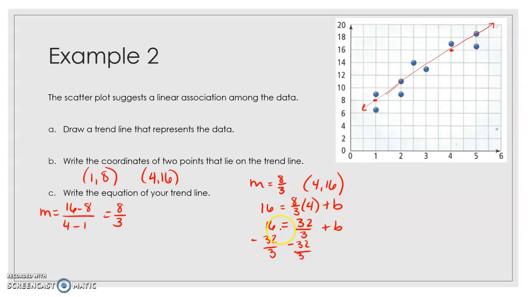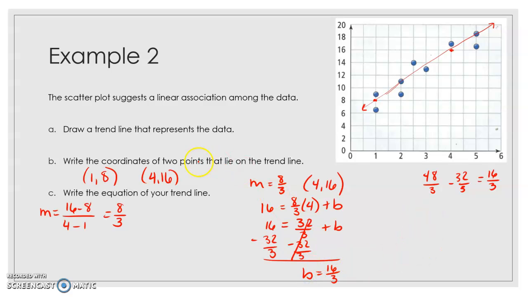And I know that if I take 16 times 3 to make it into thirds, I end up with 48. So this is the math I'm actually going to do. I'm going to do 48 thirds minus 32 thirds, because I need those like denominators in order to subtract. And 48 minus 32 equals 16. So our b value, those go away. So b will equal 16 thirds.